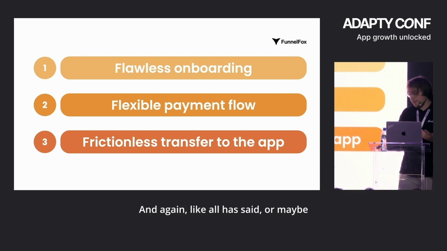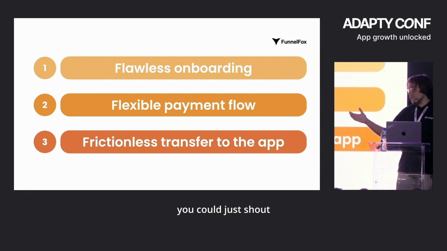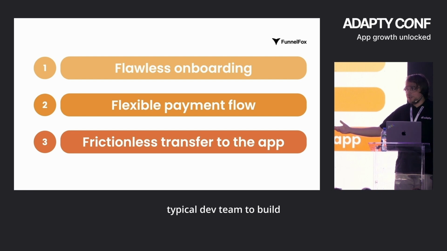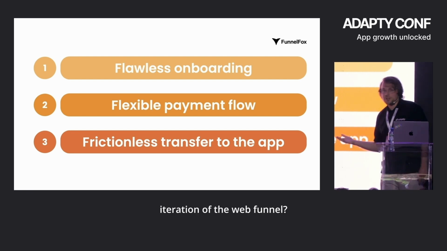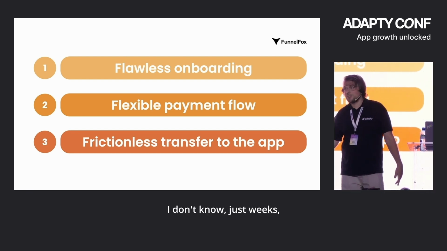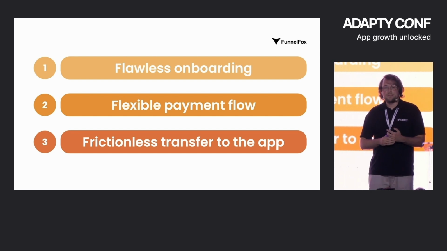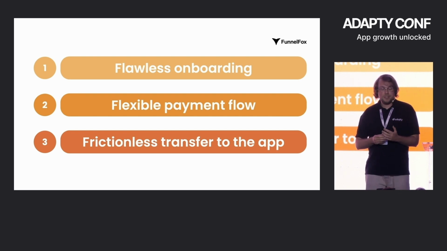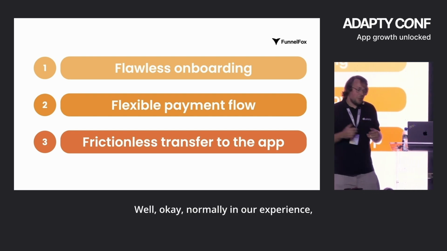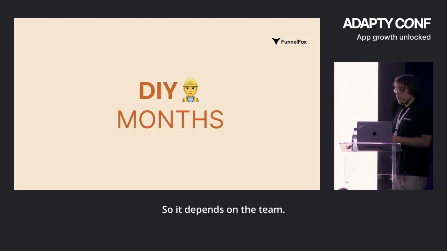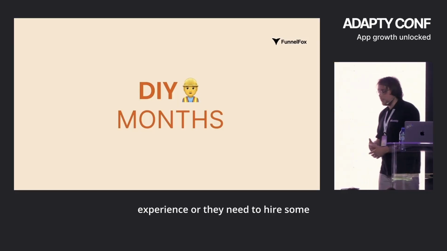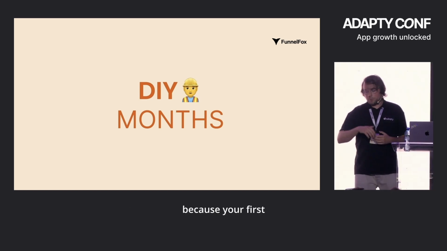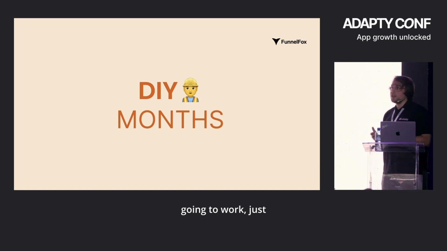And again, like was said, maybe you could just shout some random numbers from the audience: how much time do you think it will take for a typical dev team to build all of that, to at least try the first iteration of the web funnel? I don't know, weeks, months? What do you think? Yeah, 3 months is a good number. Any other guesses? Well, okay, normally in our experience it does take months. It depends on the team, on whether they have web experience or need to hire a specific web developer. Some iterations are also included in that, because your first funnel likely isn't going to work just based on the statistics.